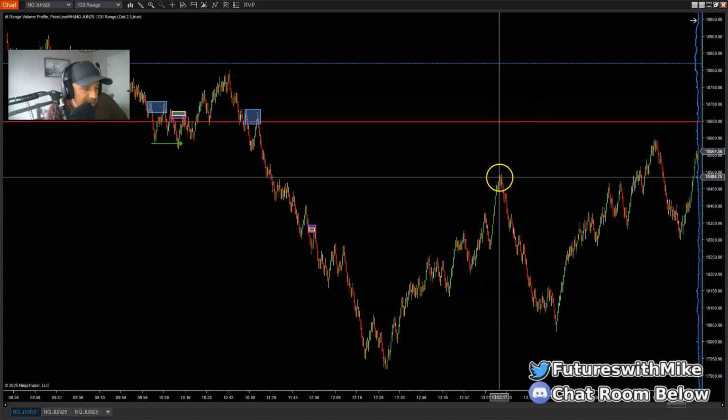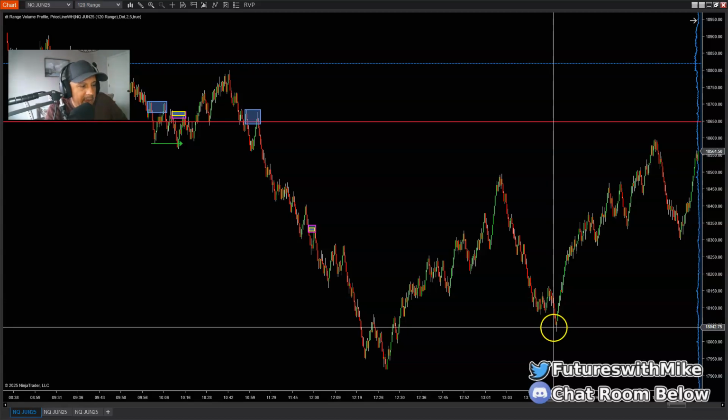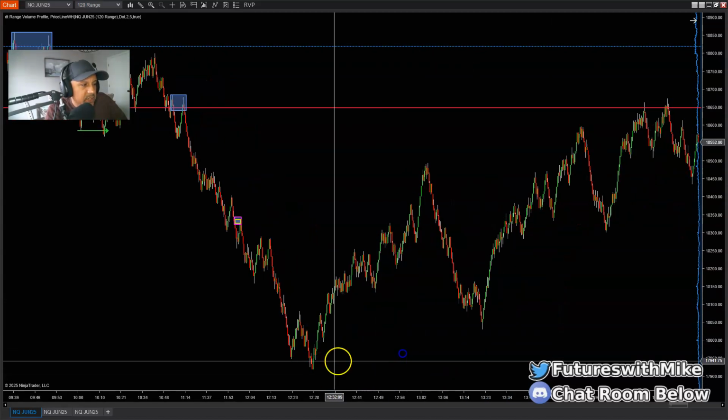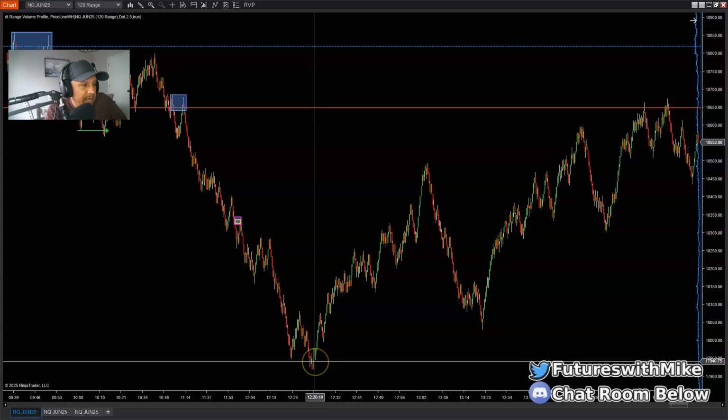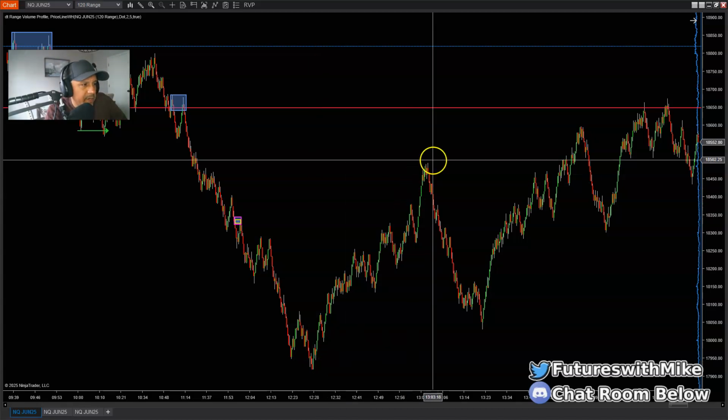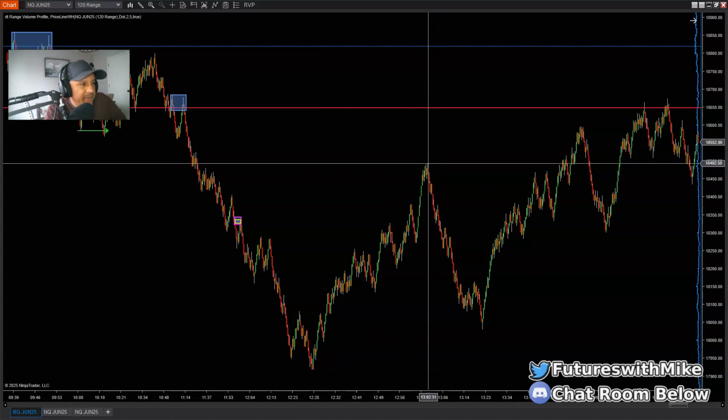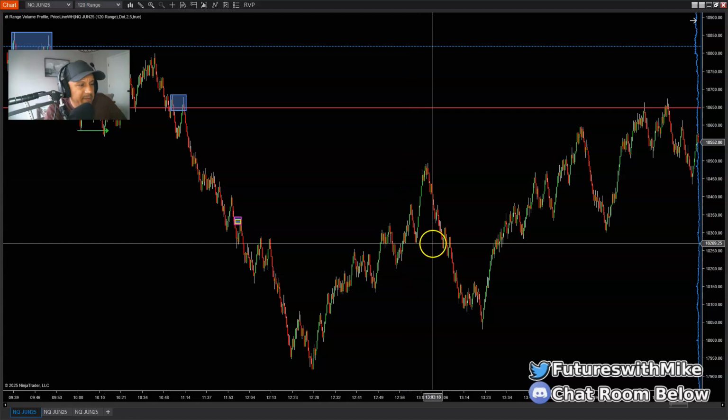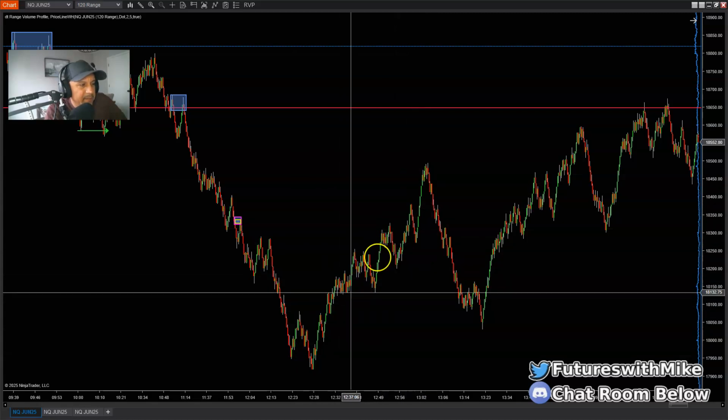Then we made a high up here. This is a nice pullback, didn't break this low here. So now we're in between a major low and a major high right here, okay? If it breaks either way, this is what we tell beginner traders: wait for the market to tell you, especially when we're kind of in the middle of something. We're in between the middle of a leg.